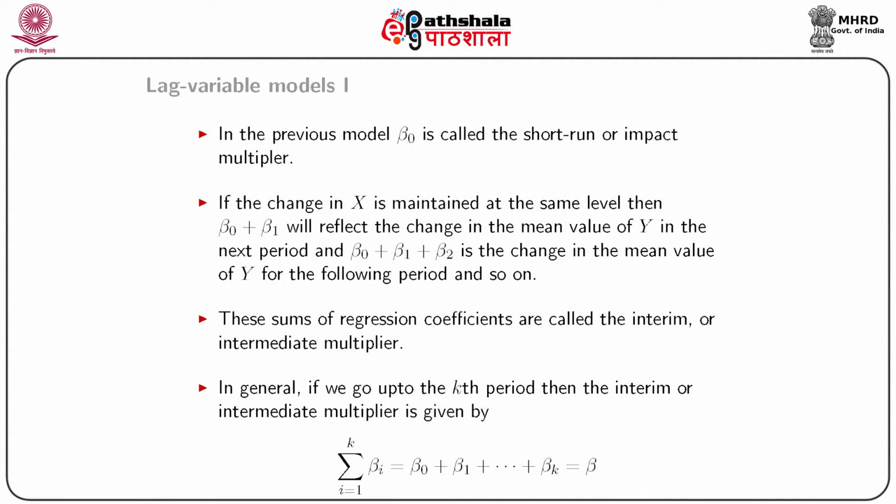The above sums of the regression coefficients are called interim or intermediate multipliers. In general, if we go up to the kth time period, then the interim or intermediate multiplier is given by the sum over i equals 1 to k of beta i, which equals beta 0 plus beta 1 plus all the way up to beta k. Let us denote this summation simply as beta.